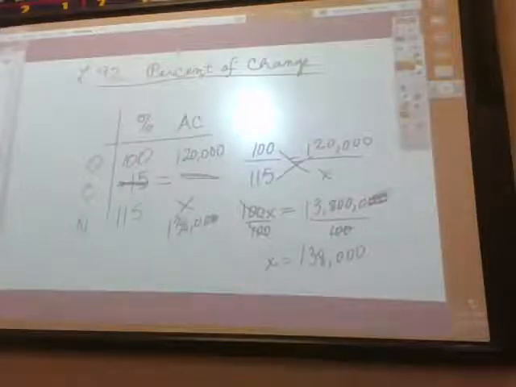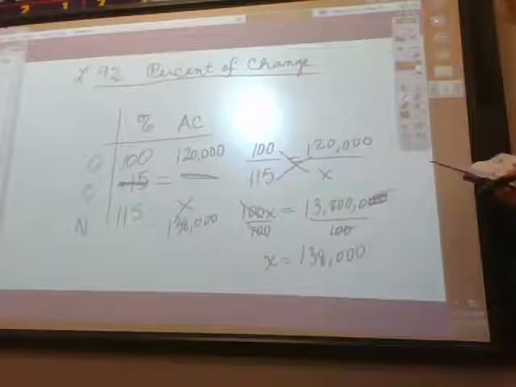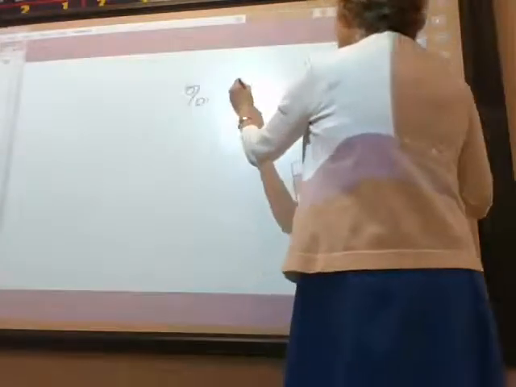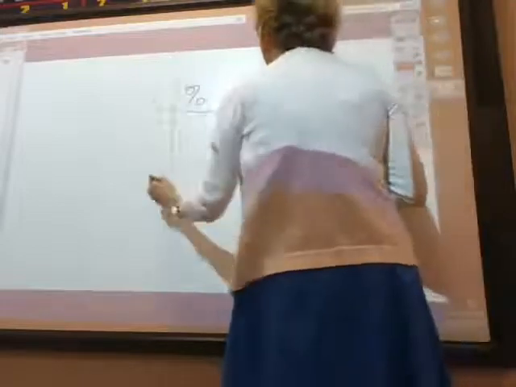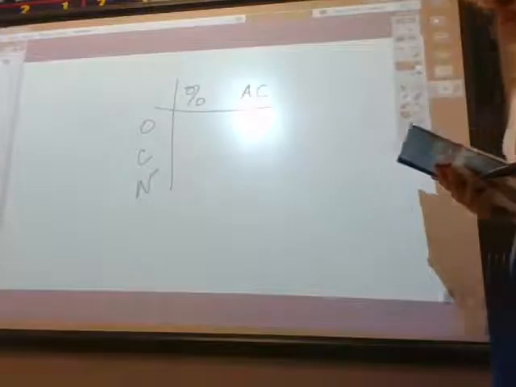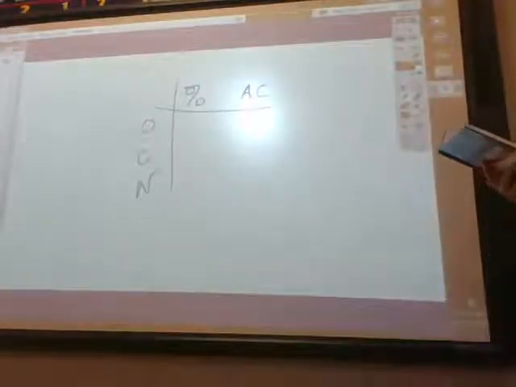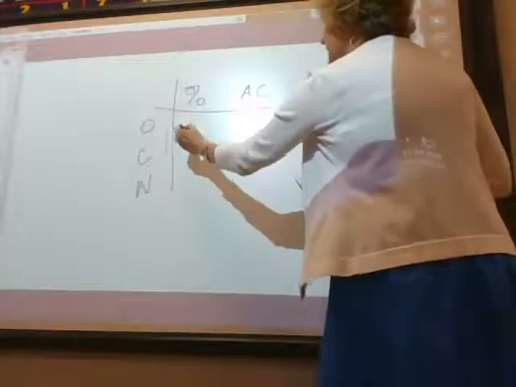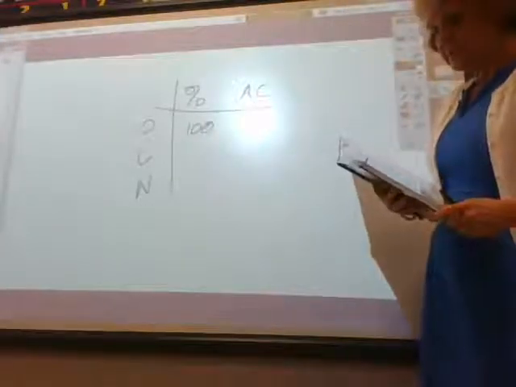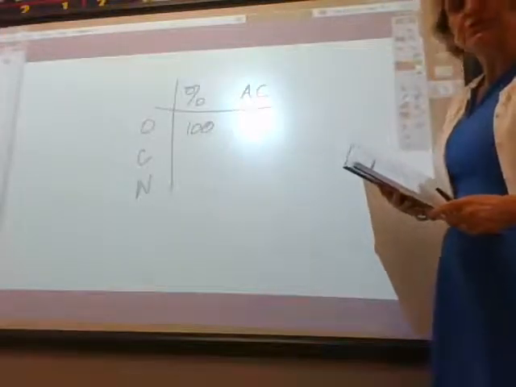Let's look at example 2, all right? Now, we're going to do our box, percent and actual count, and we know it's an original, change, new, all right? So, we are going to fill in the 100. We always know that's where we start, okay, and let's read the problem. Example 2. The price was reduced 30%.